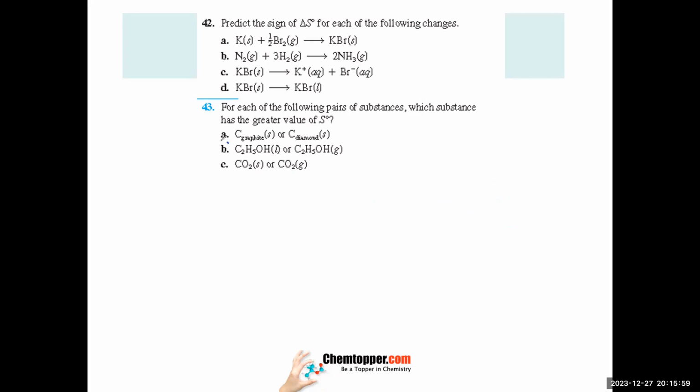Okay, answer this B part. Which one has more entropy? Very simple question. Check their states. Yes, very good. Answer C part. Which one has more entropy? Yes, very good.